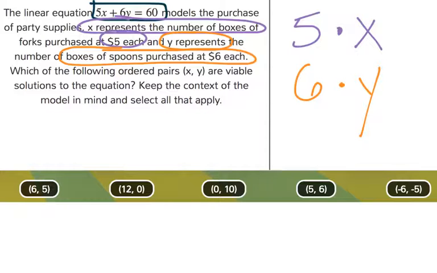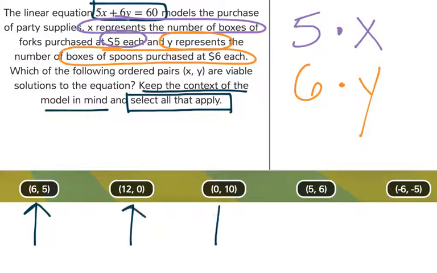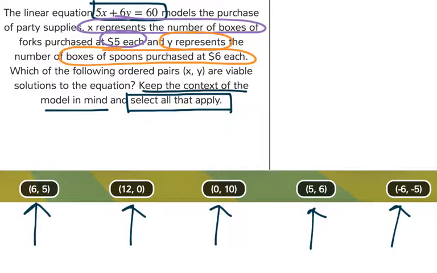Which of the following ordered pairs are viable solutions to the equation? Keep the context of the model in mind and select all that apply. Okay, that's the trick here. Select all that apply. So you need to make sure you pick out every ordered pair that fits the equation correctly here. Okay, and again, they give you the equation up top, and I'll just rewrite it over here on the side so we can do some math. 5x plus 6y equals 60.